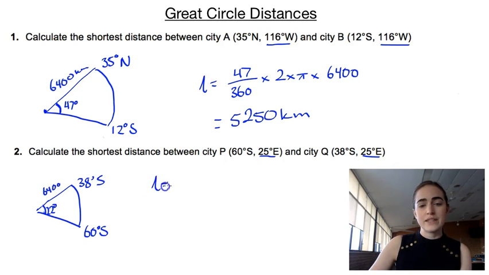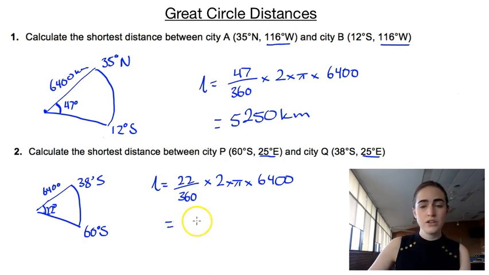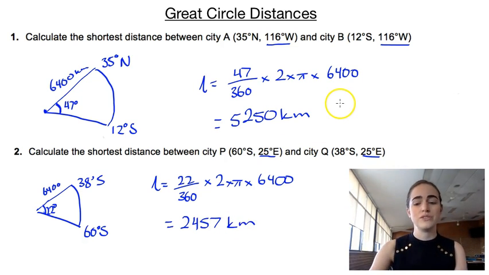So that means our length is going to be 22 over 360 times 2 times pi times 6,400. And if we round to the nearest kilometre, we'd end up with 2,457 kilometres as the shortest distance between those two cities. So that's just a few examples of how we can calculate great circle distances.